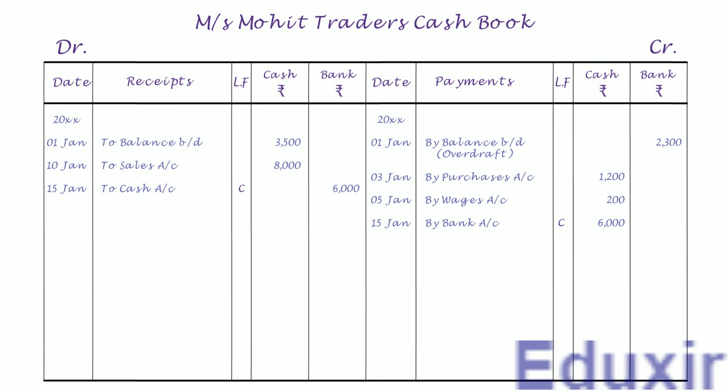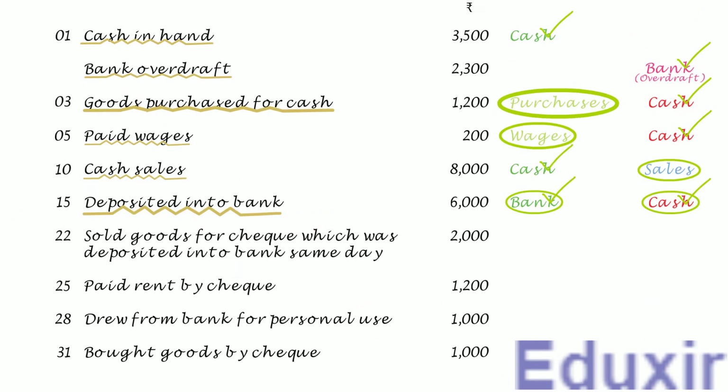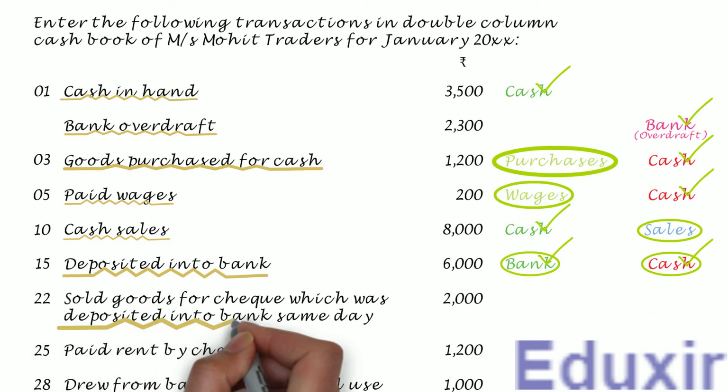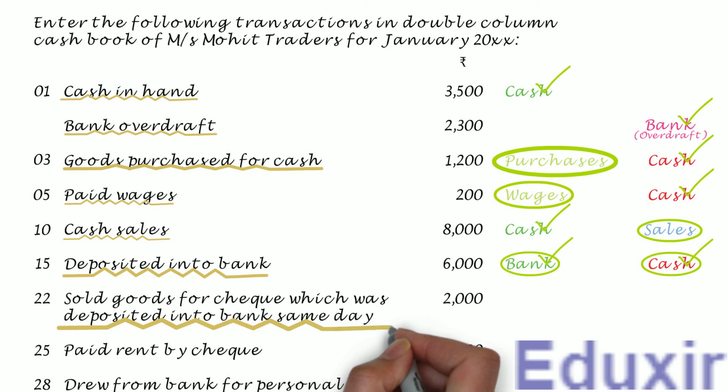Let's now take up the next transaction. In this transaction, the business has sold goods worth 2,000 rupees and received the payment in check. Note that in this transaction, it is specifically mentioned that the check is deposited into the bank on the same day. So we will treat this check as check only, not cash.